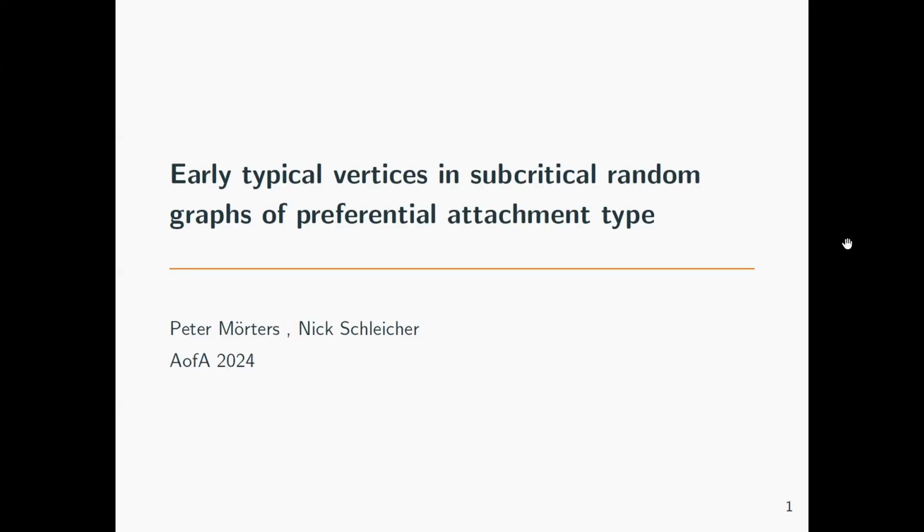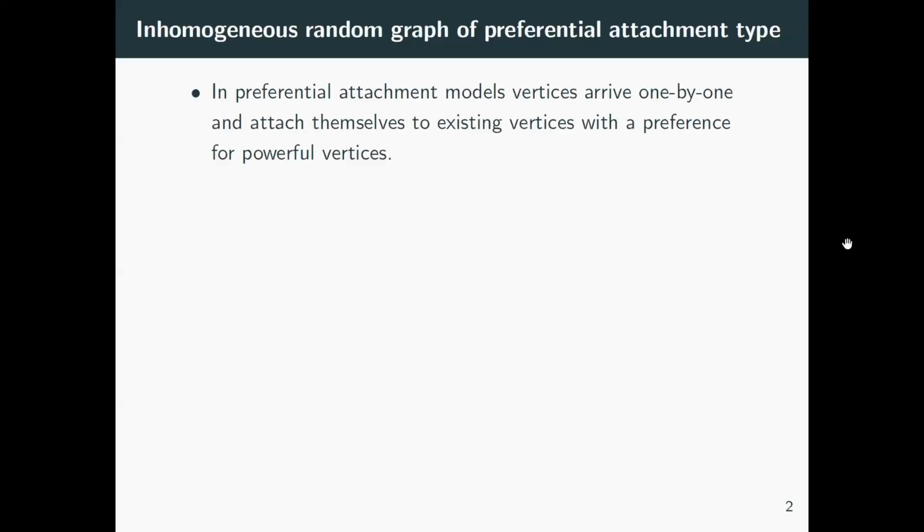I will start with explaining all these buzzwords one by one. So maybe I will first start with the model, the preferential attachment type model. And I'm doing random graphs here now, so a little bit different than the talks before. So what are we dealing with here?